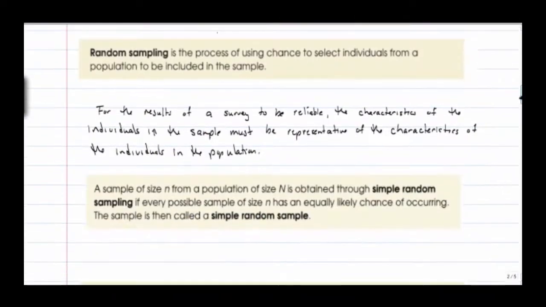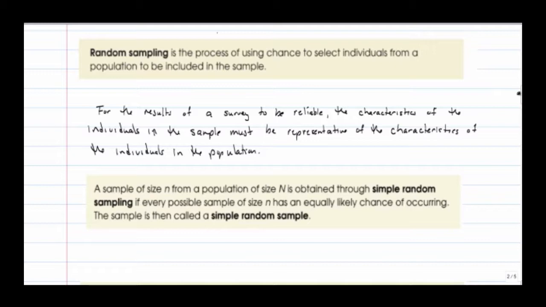Okay, so random sampling is the process of using chance to select individuals from a population to be included in the sample. For example, if I took the name of every brand new student at Gaston College this semester and I put their names in a hat and I drew out 20 of the names, that would be a random sample. Now, we generally don't go through the process of actually writing their names and putting them in a hat. We may have them in a numbered list and use a random number table or a random number generator on a calculator or in Excel or some other type of computer program.